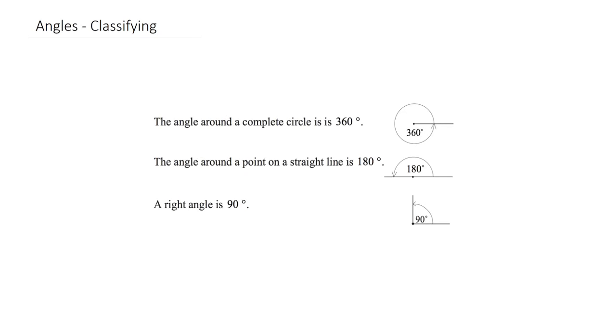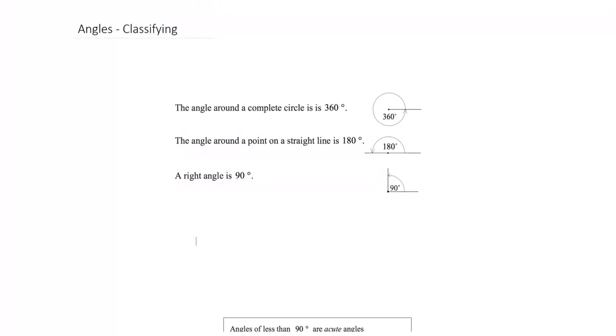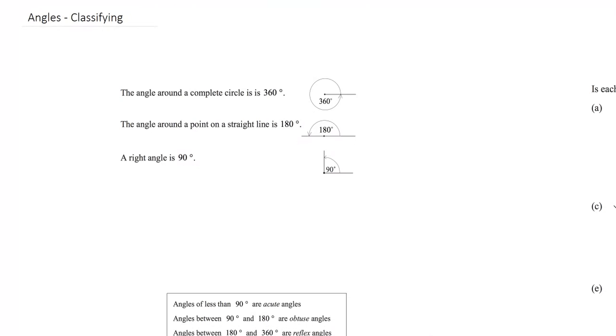So in this video, we're going to take a look at some angles and think about how we can classify angles into certain categories. First of all, we really must have a good understanding of what an angle is. And an angle is a measure of turn.